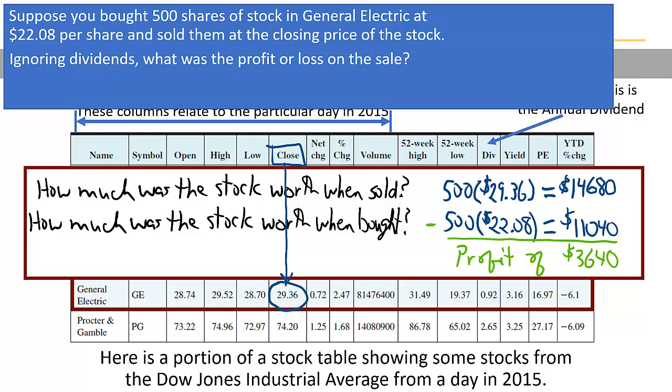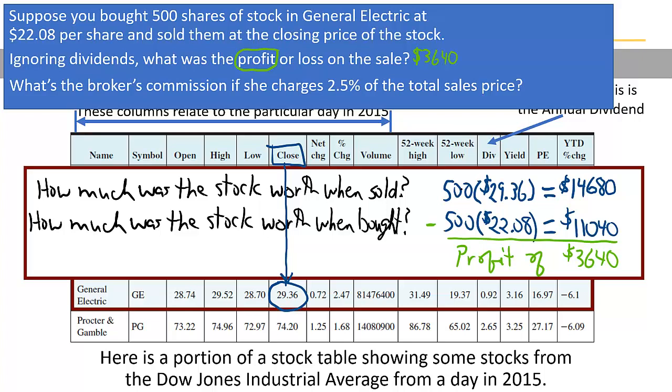So if you bought 500 shares of stock in GE at $22.08 per share and then sold them on this closing date at $29.36 per share, you would have made a profit of $3,640. And it would be profit because that's a positive value. Had it come out negative, it would have been a loss.